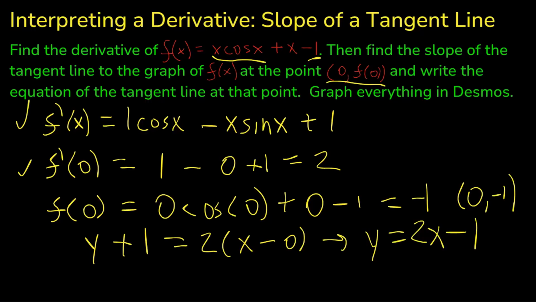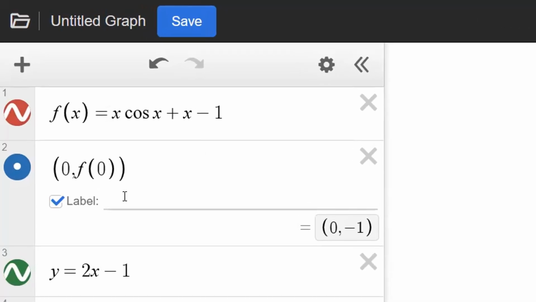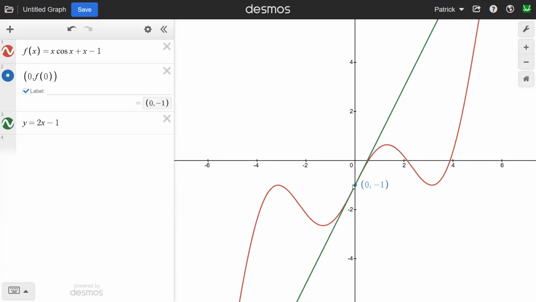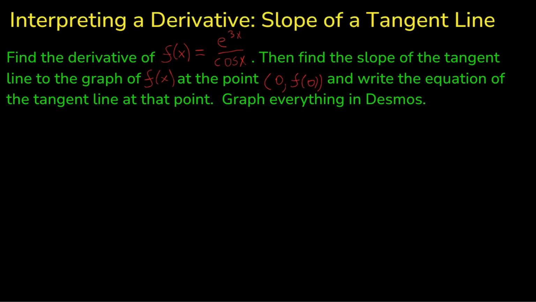We'll hop on over to Desmos and graph that. All right, so we got the graph in red. We have the point highlighted in blue, and then the equation of our tangent line. If we zoom in, we can see that as we get closer to this point, the tangent line starts to really look like it has the same slope as the graph at that point. Okay, here's another one, same type of problem, just going to use a different function here.